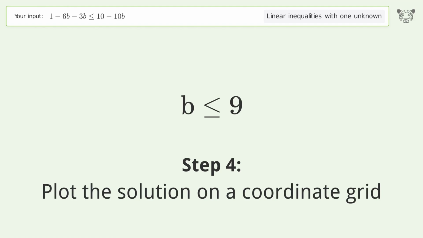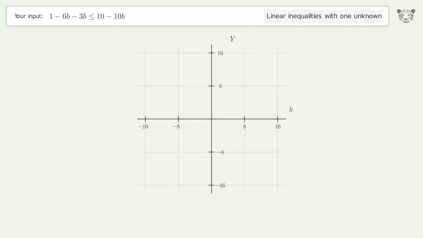Plot the solution on a coordinate grid. And so the final result is b equal or smaller than 9.